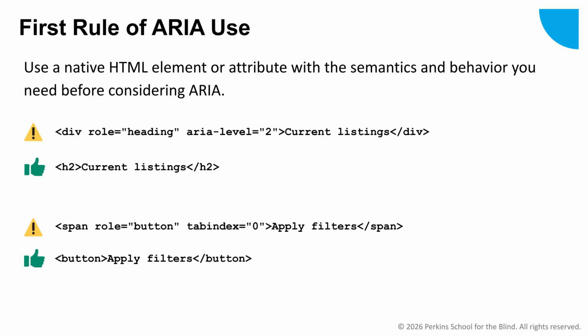Below that, we have a button that's a span with role equals button and tab index equals 0. This could be easily replaced with a button. So whenever it's possible to use a button instead of role equals button and tab index equals 0, you'll get a lot of accessibility right out of the box.